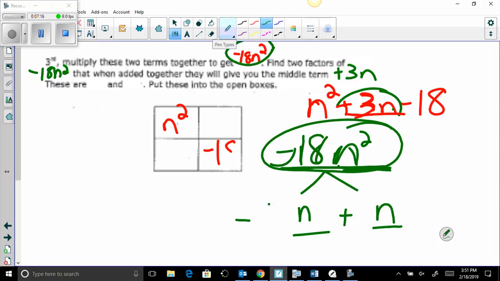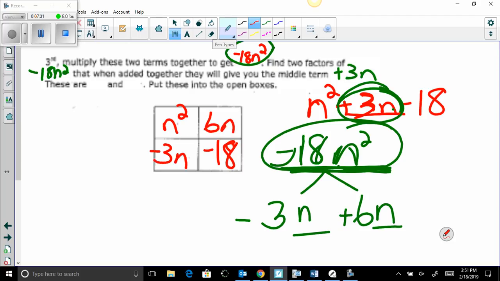So let's try negative 3 and 6. They multiply to give me negative 18n squared. Do they add to give me positive 3n? They sure do. So those are my factors. Remember, it doesn't matter which one you put in the boxes that are left over. So it gives me negative 3n and 6n. Put these into the boxes. Doesn't matter where you put it.